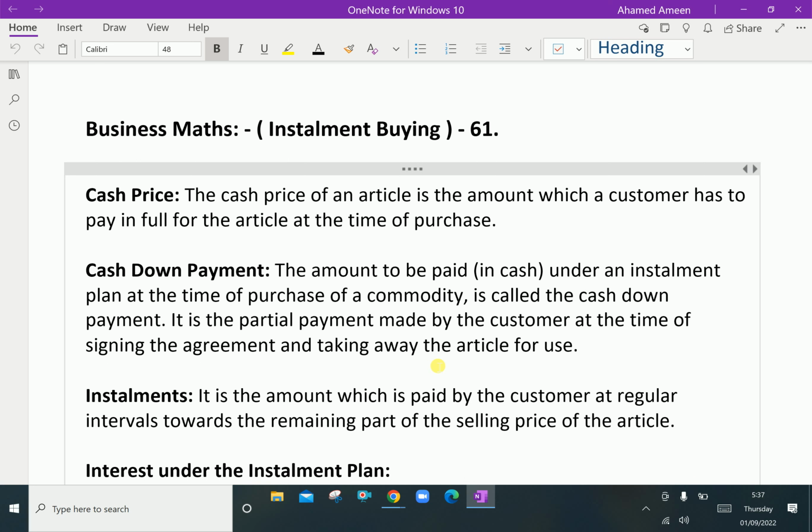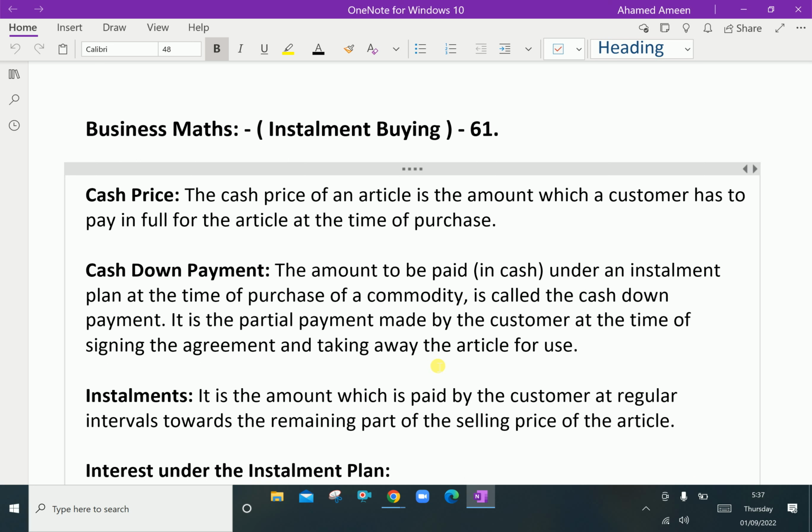due to cash constraints. Under these plans, a fixed amount is paid at the time of purchase and the rest of the amount is to be paid in installments, which may be monthly, quarterly, half-yearly or yearly, as per the agreement signed between the customer and the seller. The installment purchase scheme thus enables a person to buy costly goods on convenient terms of payment.